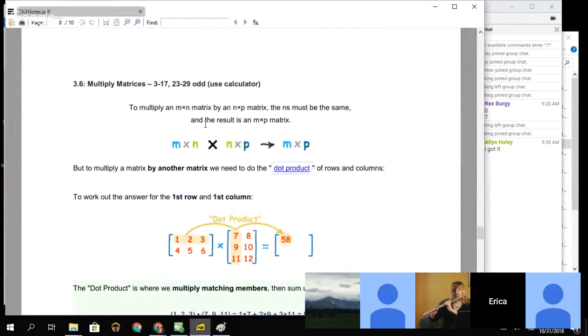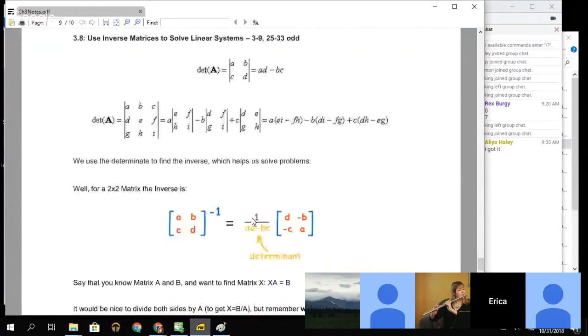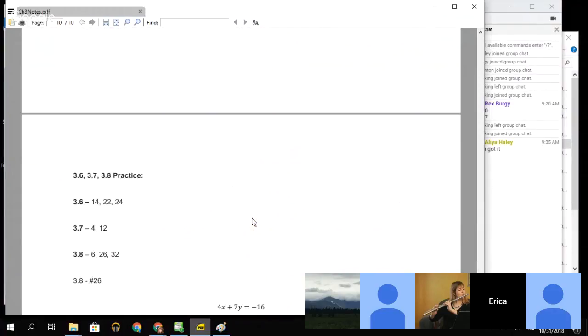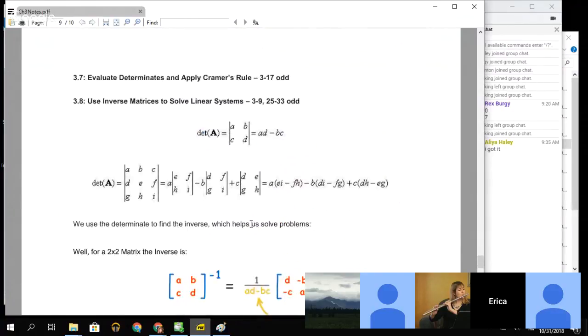So that's 3.6. You're going to practice multiplying matrices together, okay? Now, you'll notice that your 3.7 and 3.8 is kind of all smushed together, and that's because we're going to learn about something in 3.7 called the determinant. You're going to be like, why do I have to know this thing called the determinant? The determinant is important because it helps us find the inverse of a matrix. And then you're going to say, why is the inverse of a matrix important? Well, the inverse of a matrix is important because it actually lets us solve those big, crazy equations where we have three variables and three equations.